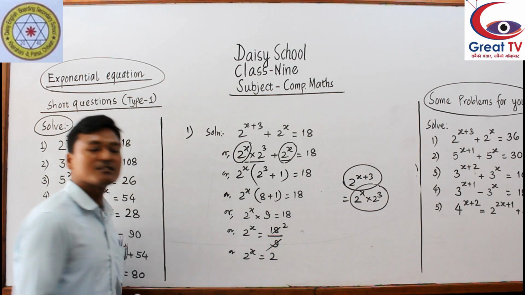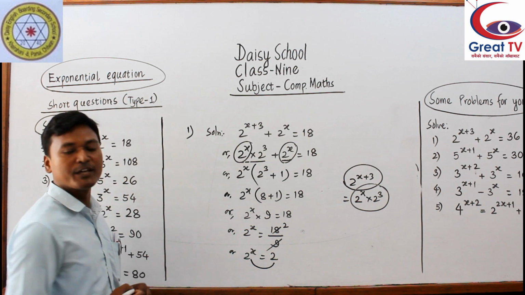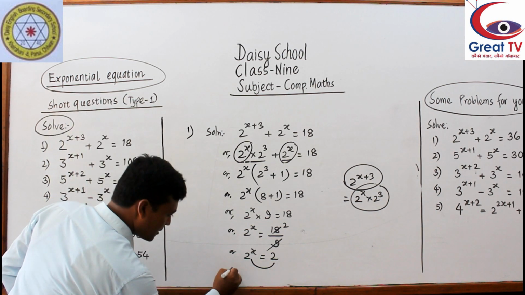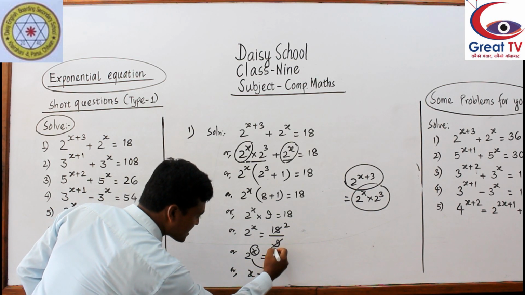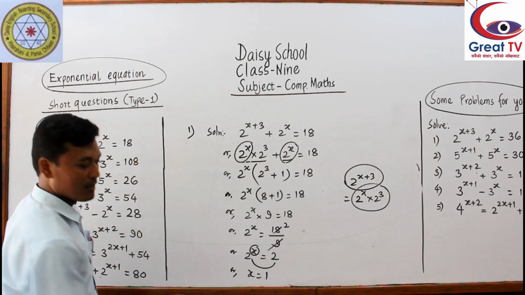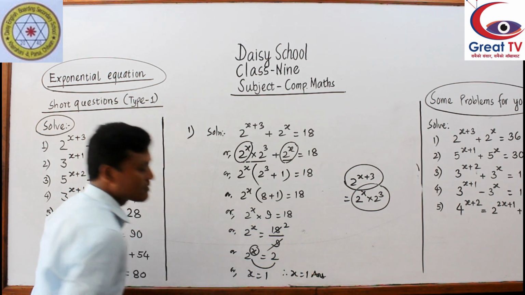So here also we use the concept of solving an exponential equation. As the bases are the same, we know the powers are equal. Here the power is x, and x is equal to 1, because where there is no power it means power 1. Therefore, x equals to 1. This is the answer.